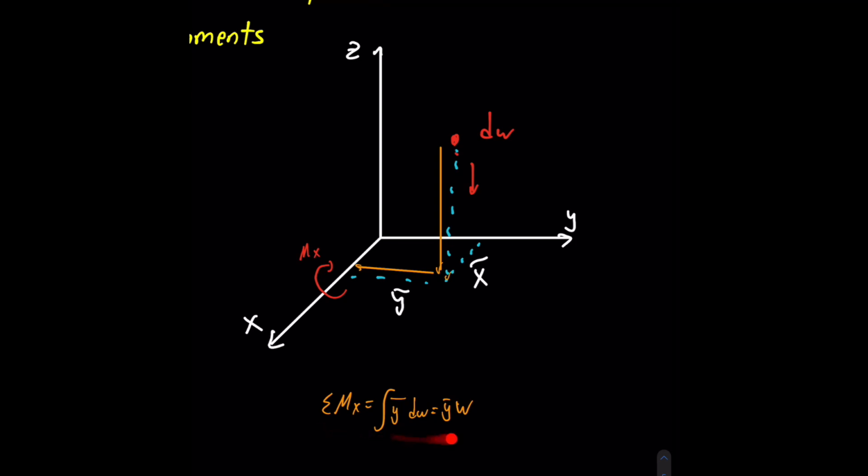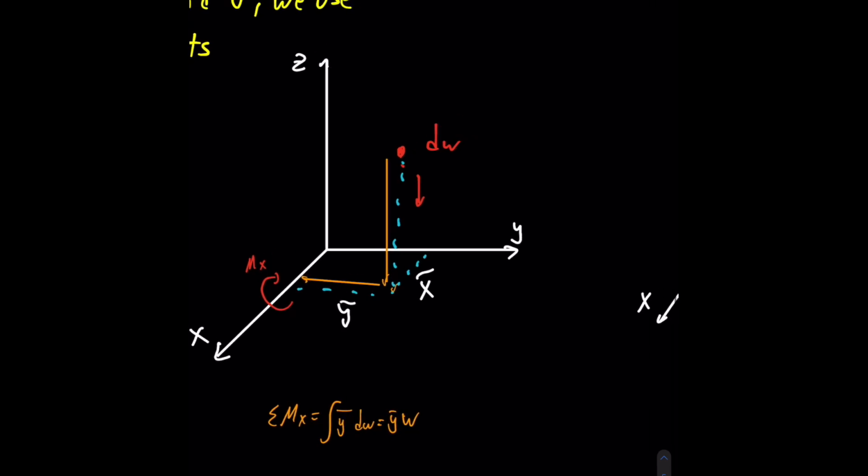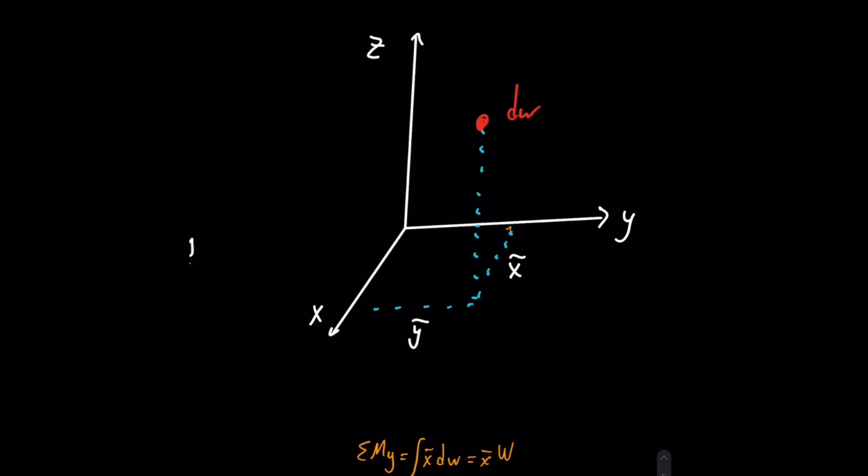Okay, now take this equation here. What you're doing is that you're summing all the y thetas to the infinitesimal dw's, because this is occurring along the entire body. Giving you the magnitude of the weight times the entire distance y to the centroid. Same goes for the x.